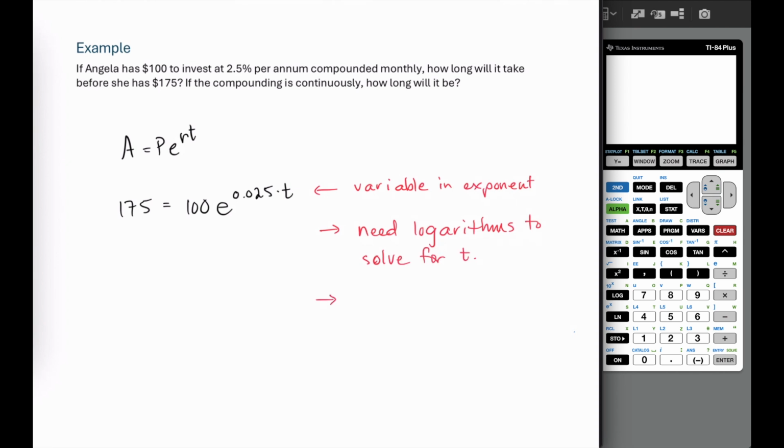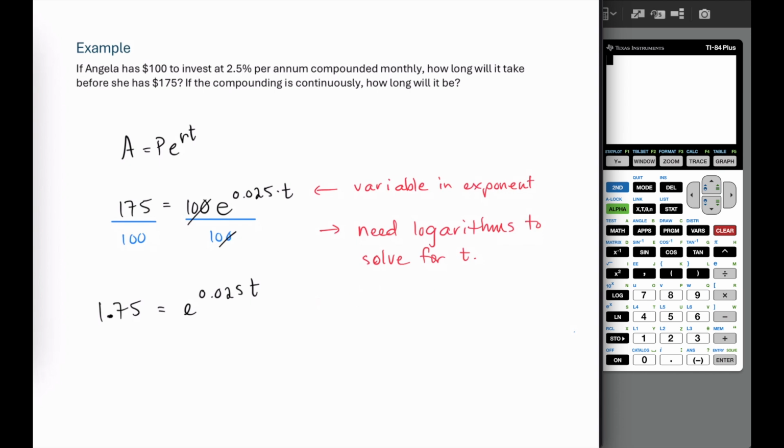Since we need logarithms, the first thing that we want to do is to simplify the equation as much as possible by isolating the base that's being raised to that variable power. So we want to isolate this bit by dividing both sides by 100. On the left-hand side, again, we have 1.75. That's an exact value, not rounded off. The 100s cancel out, and we now have e to the 0.025t on the right. So we've just isolated that base, and now it's time to bring in the logarithms.